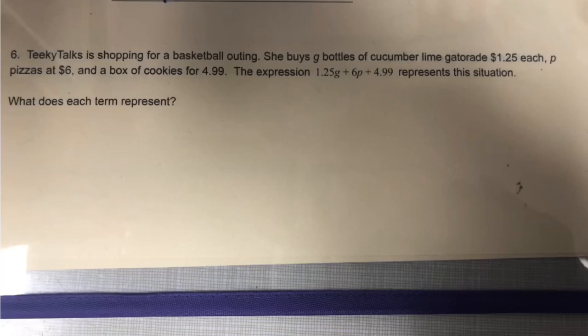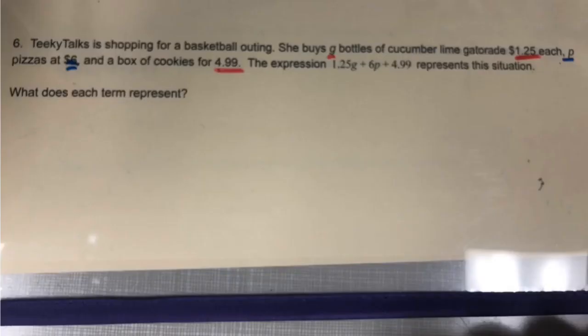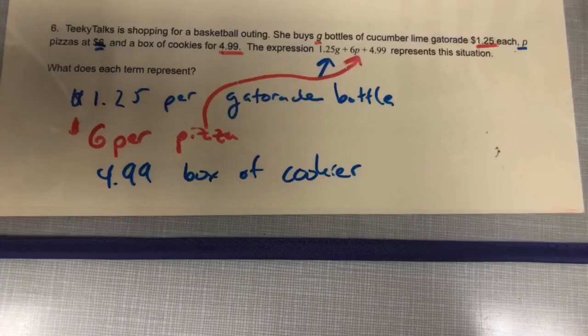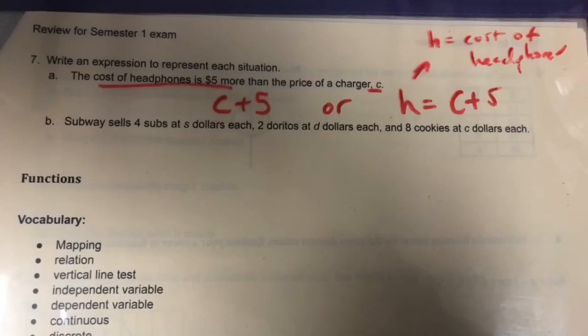So this has a word problem, and you need to figure out what everything represents. So we need to look at each of those terms and the coefficients to figure it out. So I'm going to mark them. So like G goes with how much the Gatorade costs. P goes with the pizzas. Box cookies is just $4.99. So looking at those things, I know that it's going to be $1.25 per Gatorade bottle, $6 per pizza, and just $4.99 for a box of cookies because there's no variable attached to it. So we're just buying one.